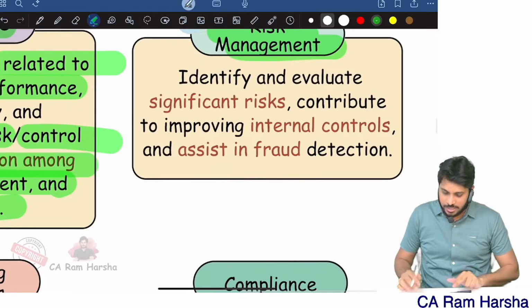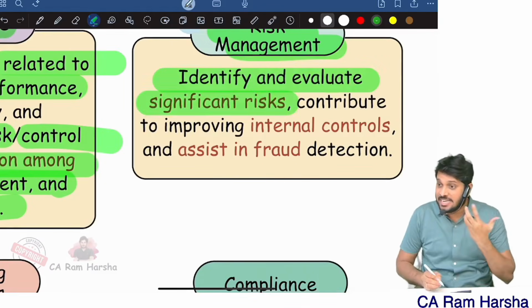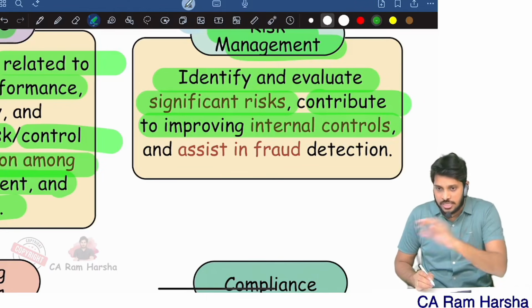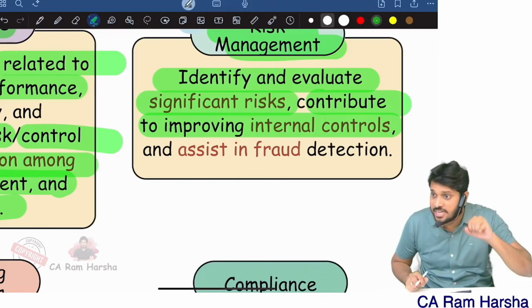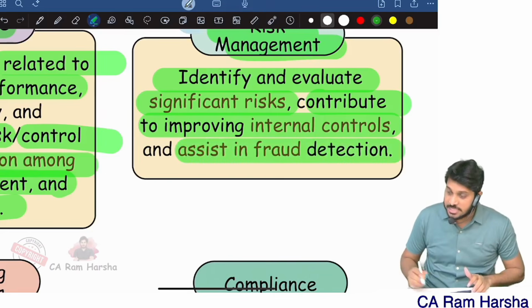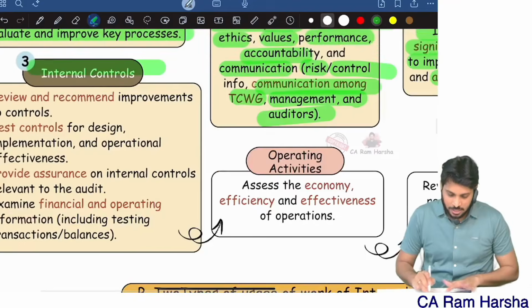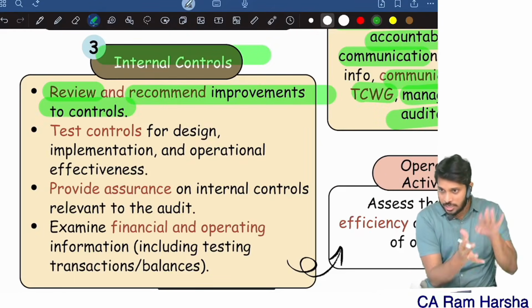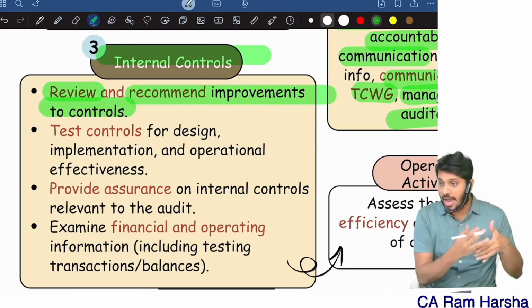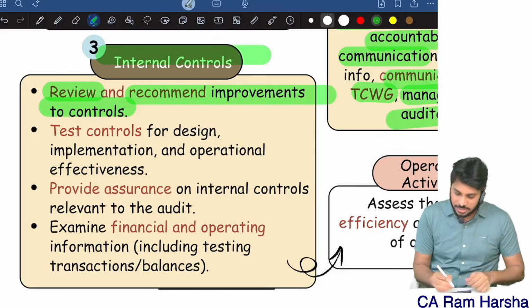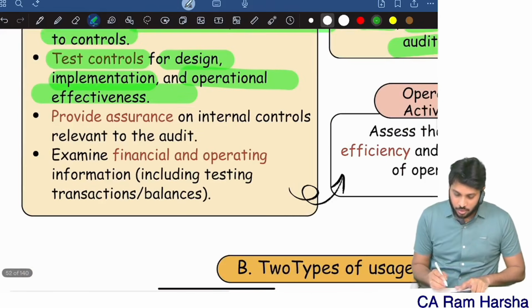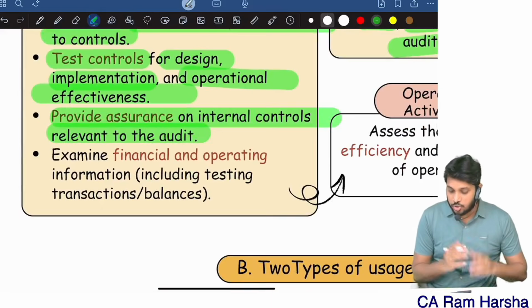Two, risk management: they identify and evaluate significant risks so that they can contribute to improvement of internal control. See, internal control can be designed only when the risk is identified correctly. Next, they assist in fraud detection. And ultimately, internal control: they review and recommend improvements to the controls already implemented. They test controls on how they were designed, how they were implemented, and how they are operating effectively. And they provide assurance on internal controls which are relevant to audit.